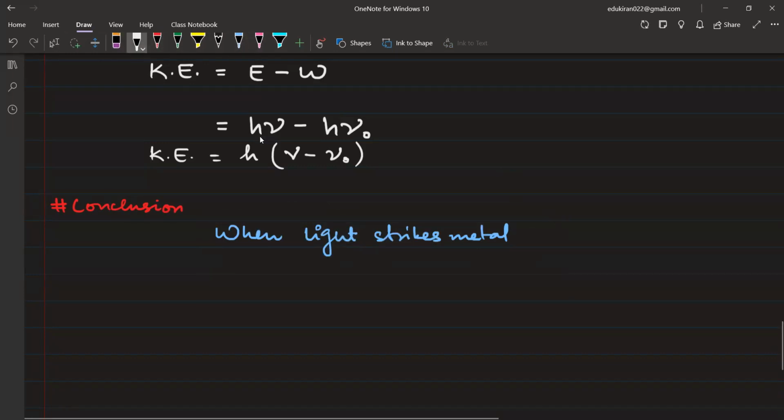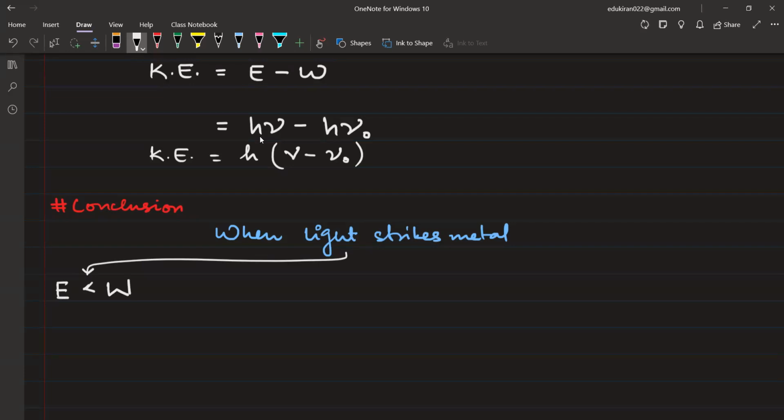We have a light, and the light will possess some energy, right? When E, that means the energy that is possessed by light, is less than work function, then in that case nothing happens. Why? Because no ejection will happen, because you have not given the minimum energy. So I will write nothing happens. No PE, no photoelectric effect.